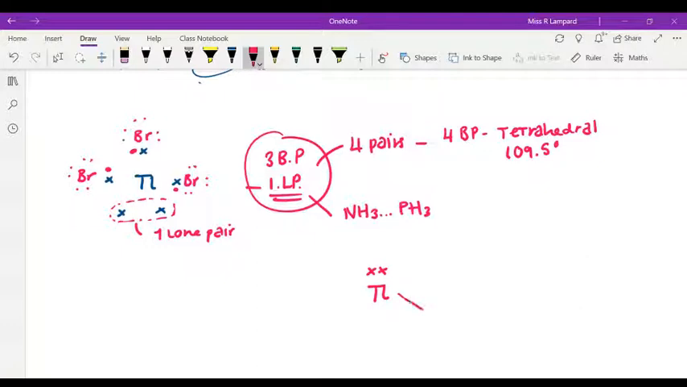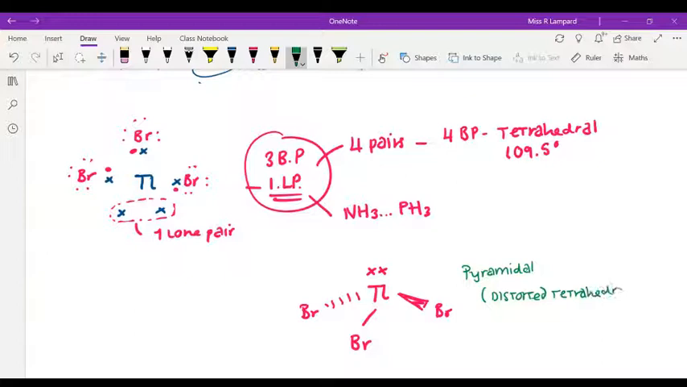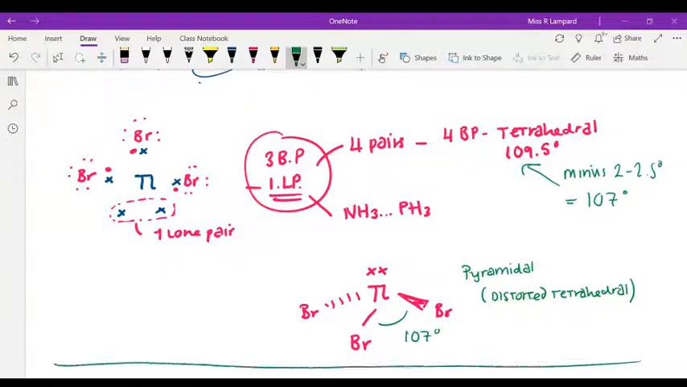And then we've got the resulting shape of this, which you should remember is pyramidal, or you could call it distorted tetrahedral. And here, 109.5 minus 2 to 2.5 degrees means that you're looking at a bond angle of 107. So there's the first mark, or the first part of the question.